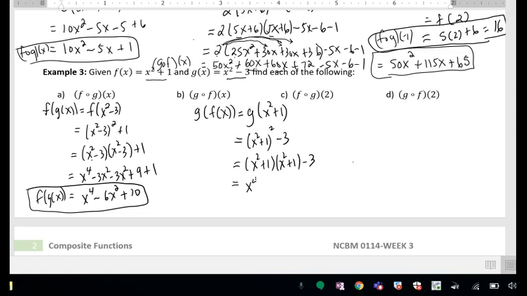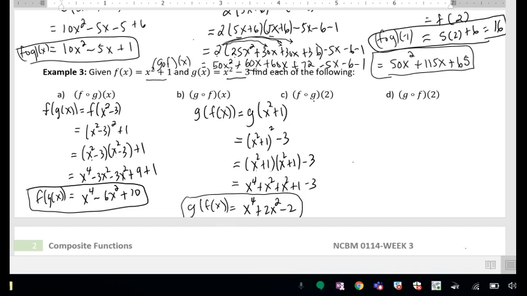Multiply it out, we get x to the fourth. x squared times 1 is x squared. 1 times x squared is x squared. 1 times 1 is 1. So we end up with x to the fourth plus 2x squared minus 2.